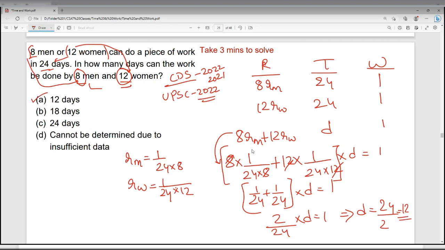You could have done this like this, or directly you could have said that one group, 8 men can do it in 24 days. 12 women can do it in 24 days. If they combine together, they would do it in half the number of days. That is 12.